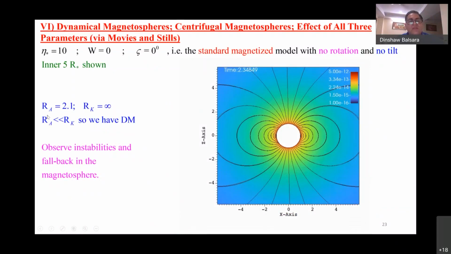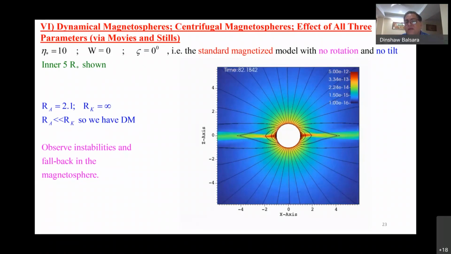In this circumstance, the Alfvén radius is 2.1 times the stellar radius, and the Kepler radius is, of course, infinity. So we have a situation where the Alfvén radius is smaller than the Kepler radius. Therefore, we expect to see a dynamical magnetosphere. Let's see what a dynamical magnetosphere actually looks like.